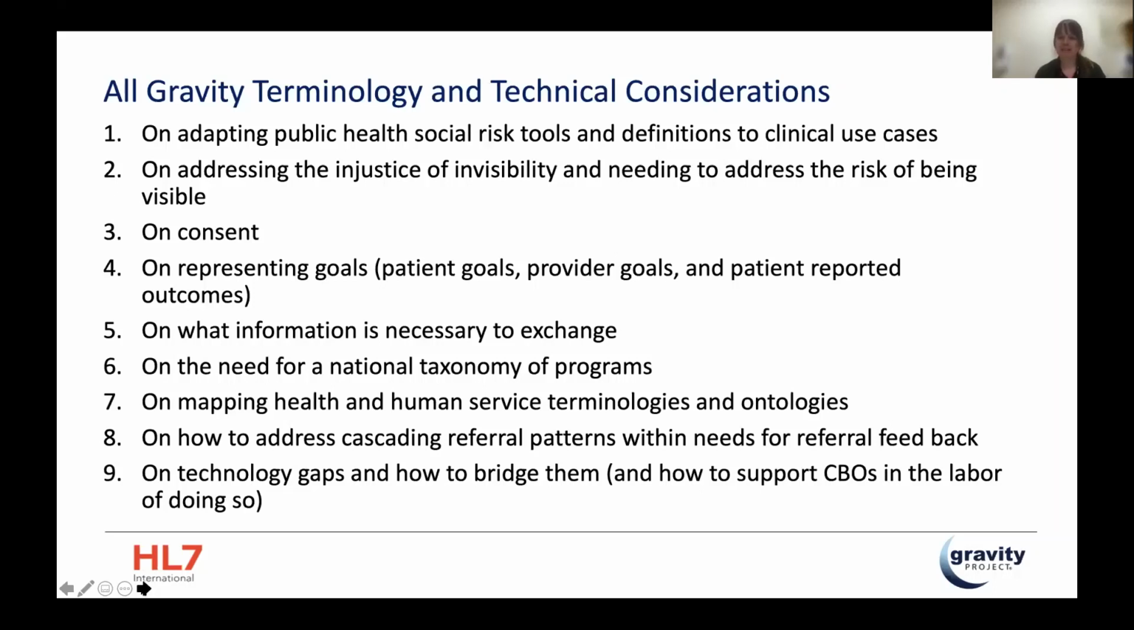We also are always considering how to represent goals. These include patient goals, provider goals, and patient-reported outcomes. We're always asking ourselves what's necessary. So the minimum viable product: what do I need to exchange in order to get my patient taken care of well? And again, this is part of that lens of preventing, reducing, and remediating harm. If I make the package as trim as it needs to be, there's not excessive information going into the ecosystem, and the privacy of my patient is as intact as it can be.